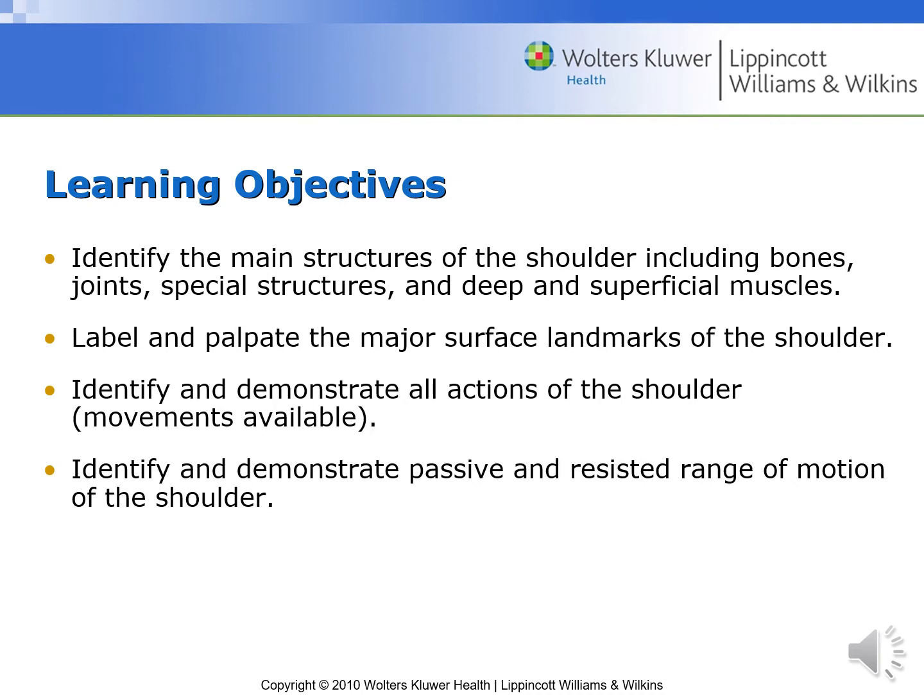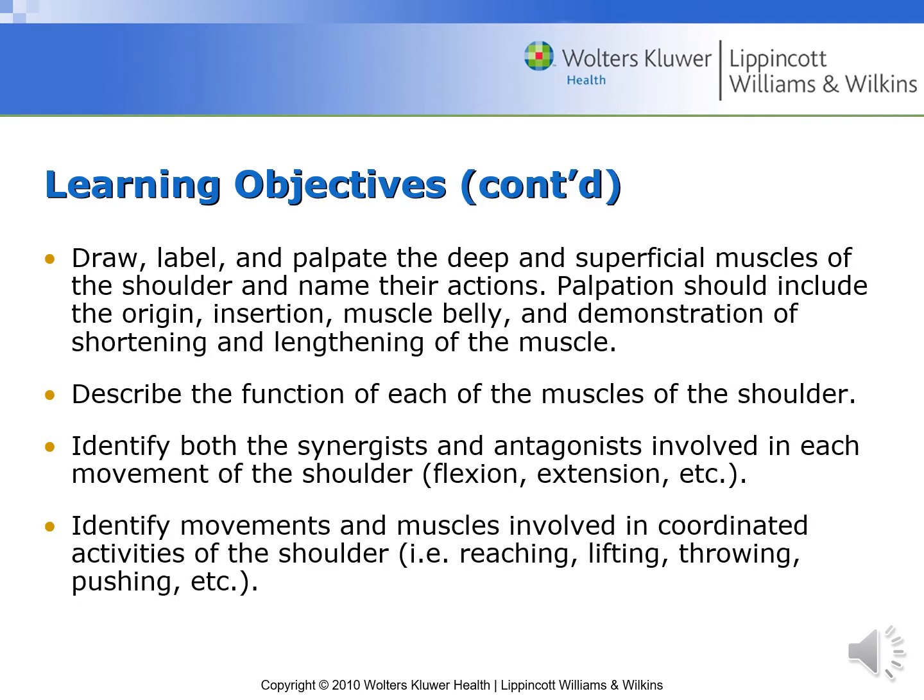We're going to label and palpate the major surface landmarks of the shoulder. We're going to identify and demonstrate all actions of the shoulder, meaning the movements that are available. We're going to identify and demonstrate passive and resisted range of motion of the shoulder. We're going to draw, label, and palpate the deep and superficial muscles of the shoulder and name their actions.